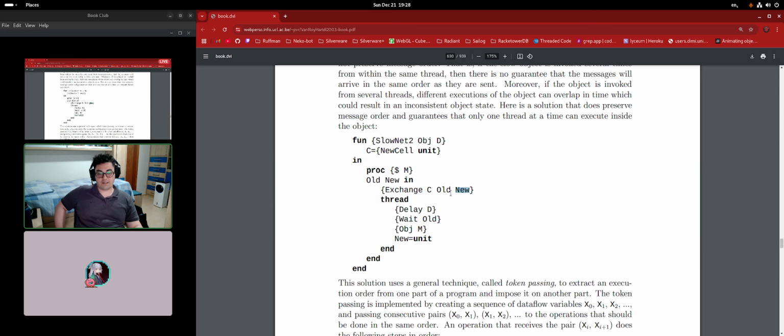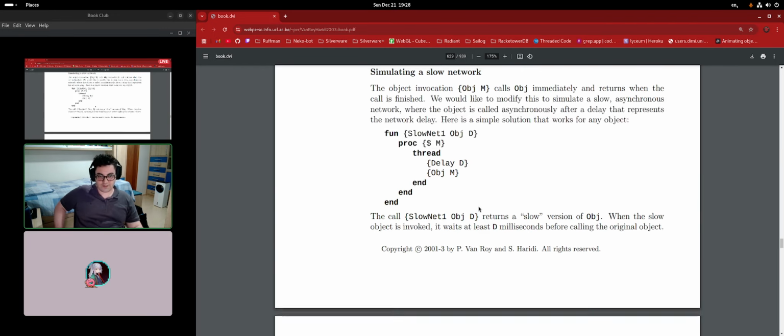Ah, you're putting this inside C? Yes, but the contents of C is in old. Yeah, the previous content is in old, and the new one is just the new variable, which remains unbound, which is what C is pointing to.